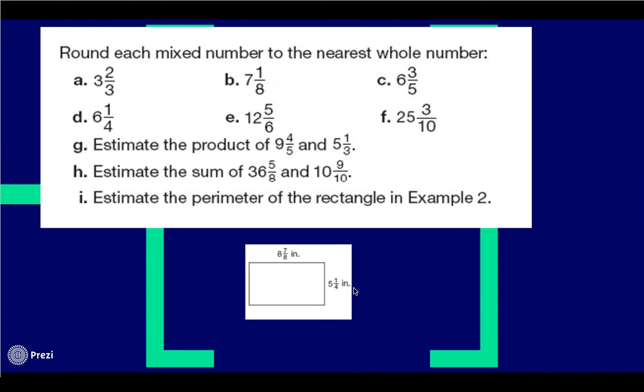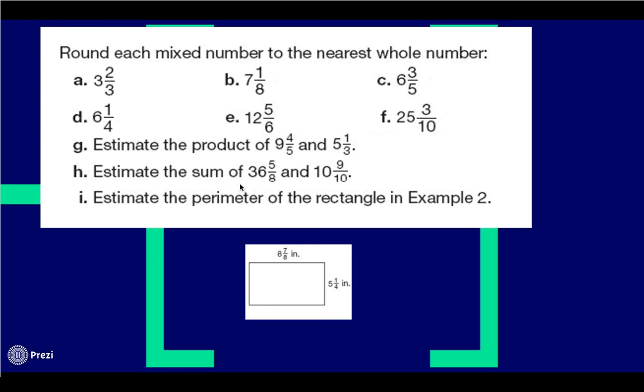Now here's your lesson practice. We're going to round each number to the nearest whole. Remember, the best way to do that is to look at the denominator and the numerator. If the numerator is more than half of the denominator, then you round up. If it's less, you round down. So in this case, you would round up. In this case, you would round down, and that 7 1/8 would become a 7, and that 3 would become a 4.